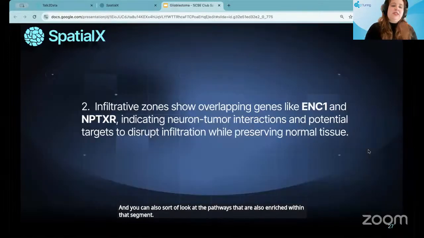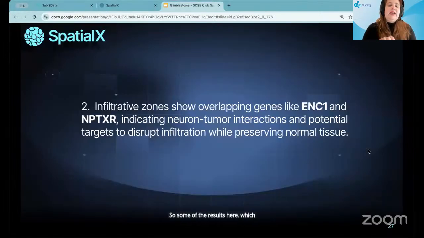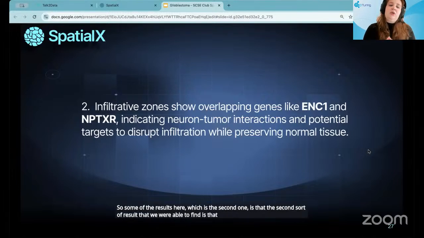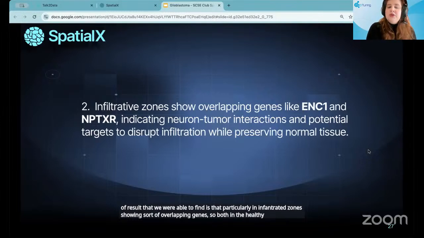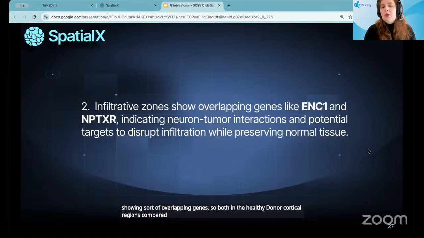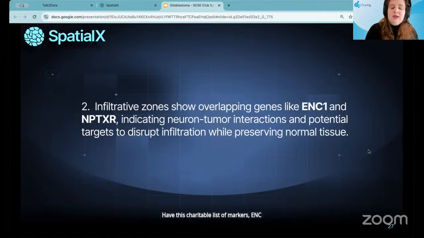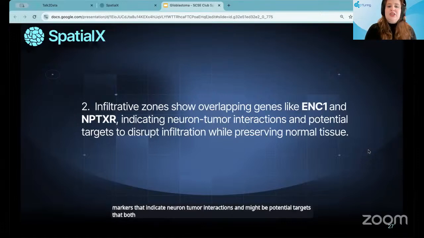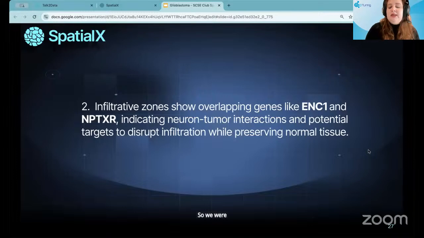The second result that we were able to find is that, particularly in infiltrative zones, there are overlapping genes. Both in the healthy donor cortical regions and in the glioblastoma tumor core, we were able to identify that segment 0 had a shared list of markers, ENC1 and NPTXR. These are particular markers that indicate neuron-tumor interactions and might be potential targets that disrupt infiltration while also preserving normal tissue. We were able to really see them interacting in both images.